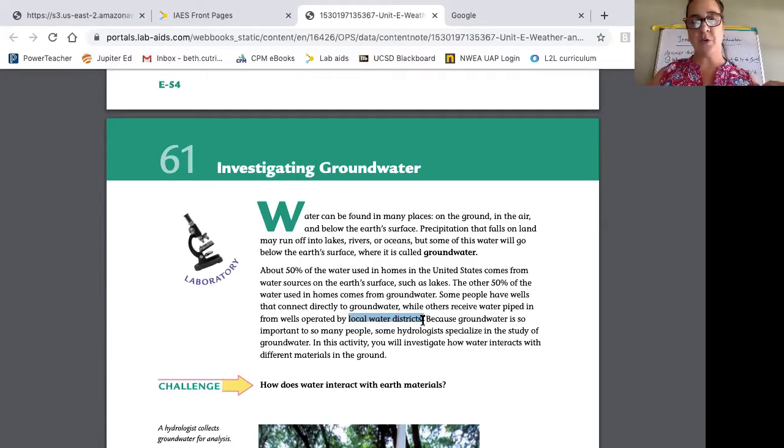Because groundwater is so important to so many people, some hydrologists, a hydrologist is a scientist who studies water, specialize in the study of groundwater. Very important, critical role in our communities, in our infrastructure. In this activity, we'll investigate how water interacts with different materials in the ground. Like our student earlier was telling us about porous versus non-porous. We're going to specifically be looking at those two things.